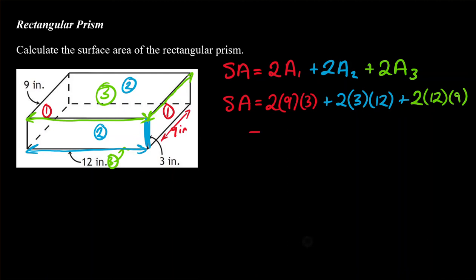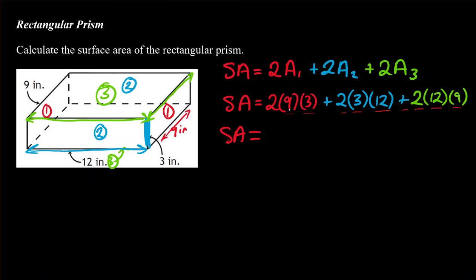So if we wanted to calculate the surface area of this object, we'd have to just multiply all of these numbers and then start summing them up. You can do this all in one calculation if you want to. So in your calculator, you can just go 2 times 9 times 3 plus 2 times 3 times 12 plus 2 times 12 times 9, or you can do this separately and then add it up together. It doesn't really matter to me. We're going to do it separately.